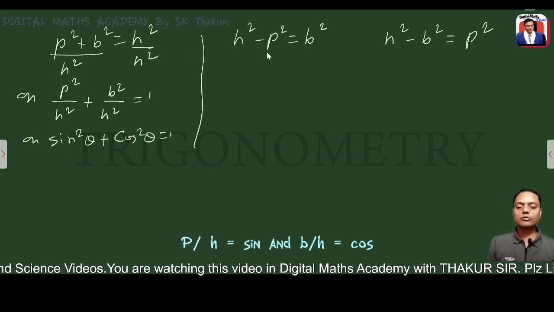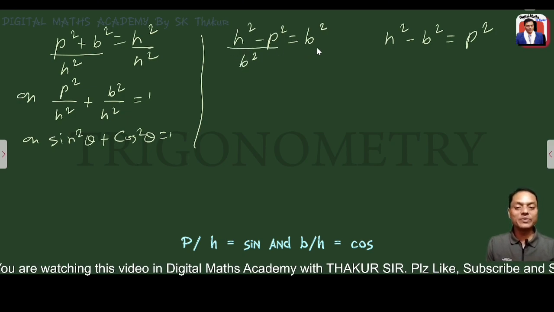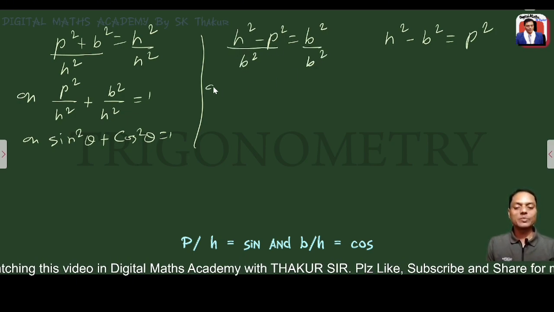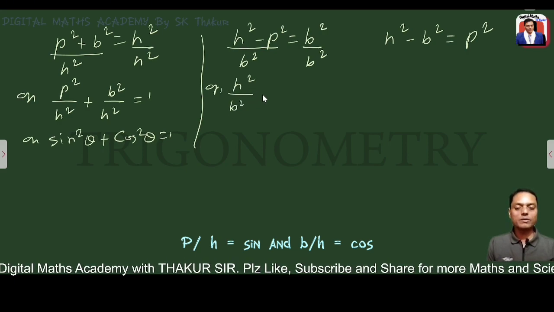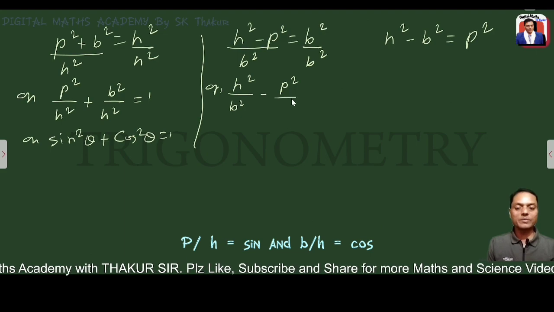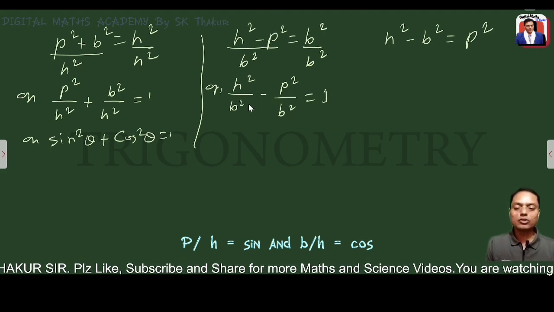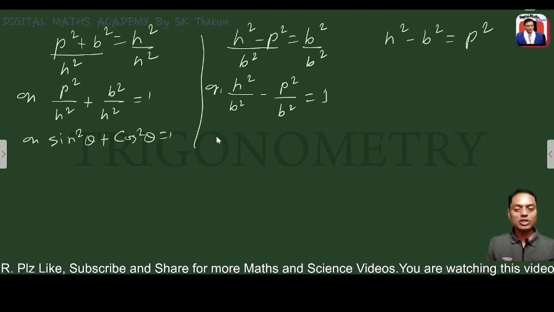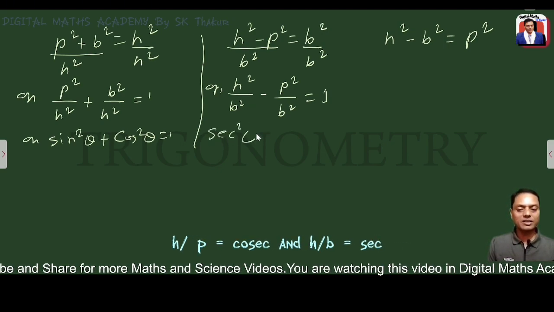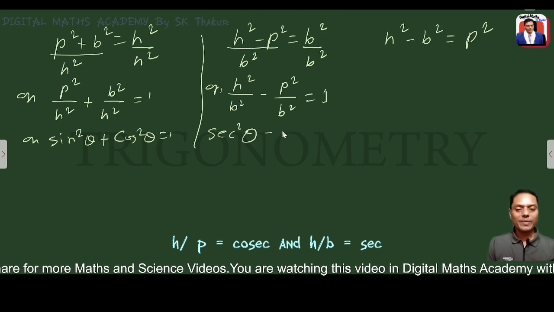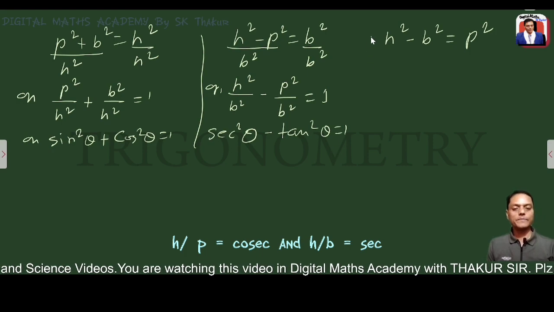Similarly, from h square minus p square equals b square, when we divide both sides by b square and separate the base, that becomes h square by b square minus p square by b square equals 1, right? And h square by b square is h by b whole square, that gives sec square of the reference angle theta. Then sec square theta minus tan square theta equals 1, right?